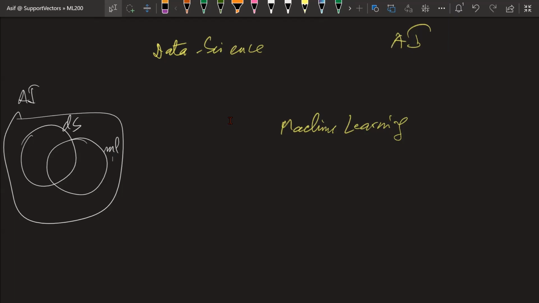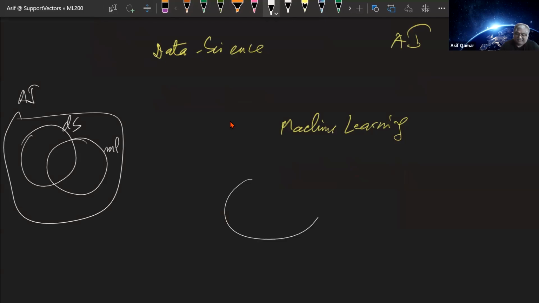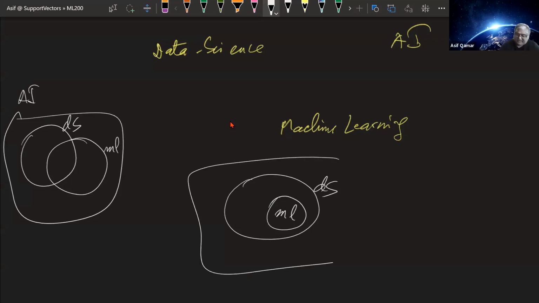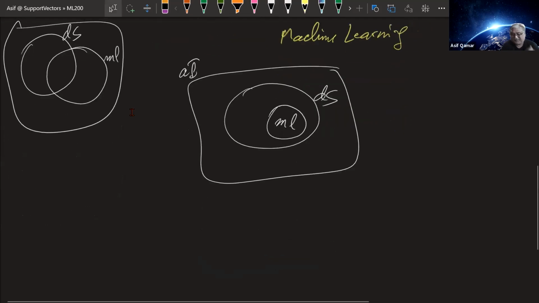I would say machine learning is part of DS. So for example, let me put DS here, and let me put AI, the aspect of ML here. And what about AI? AI encompasses the whole thing. It's a very broad subject. So this is option number 2. And anybody else would like to venture a possible solution?